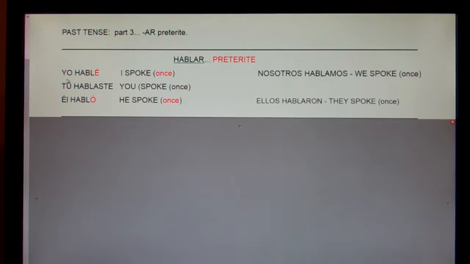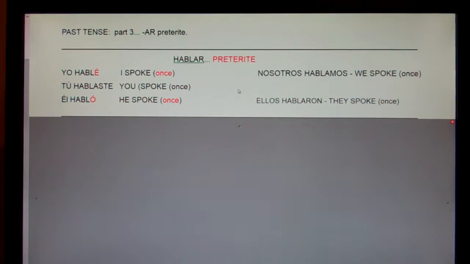I'm going to say each form of the verb in Spanish, then English and clap, and I'd like you guys to repeat it with me. Ready? Yo hablé, I spoke. Tú hablaste, you spoke. Él habló, he spoke. Nosotros hablamos, we spoke. Ellos hablaron, they spoke.